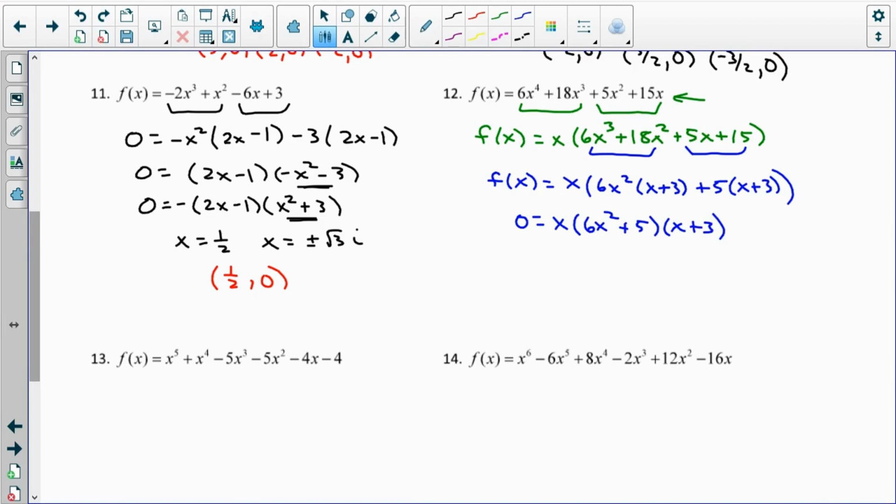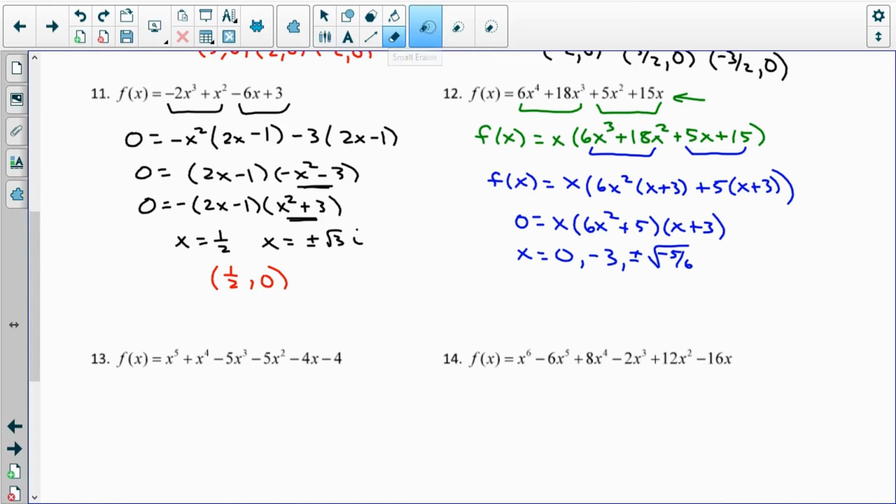And then I get x-intercepts at 0, negative 3, and then plus or minus the square root of negative 5/6, which is i times the square root of 30 over 6.